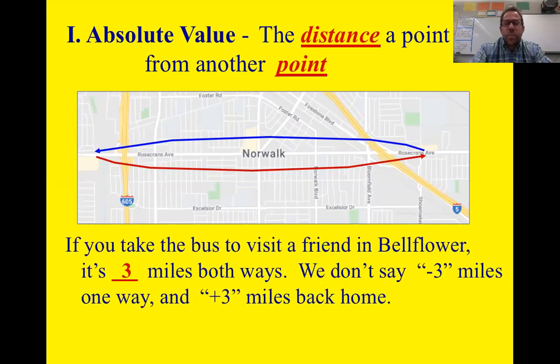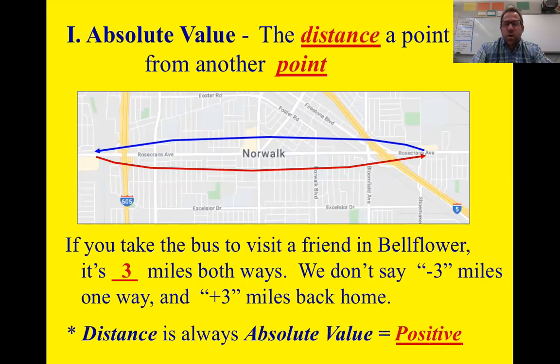Okay, so if you were to take the bus to visit your friend in Bellflower, it's 3 miles both ways because we're talking about distance from one point to another. It doesn't matter if you started at the bus stop in Norwalk and got off at the bus stop in Bellflower, or if you started in Bellflower and went back to Norwalk, it's still 3 miles. We never say, oh, it was -3 miles. And this is the concept of absolute value. It's always positive. Distance is always absolute value, and it's always positive. Okay, so now what does that look like in a math problem?